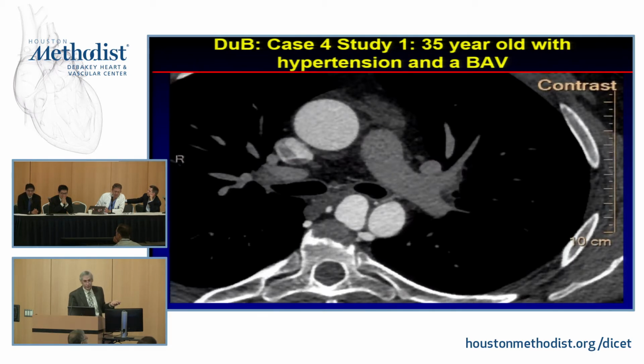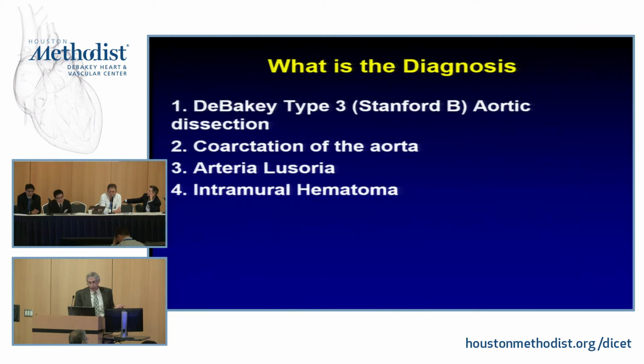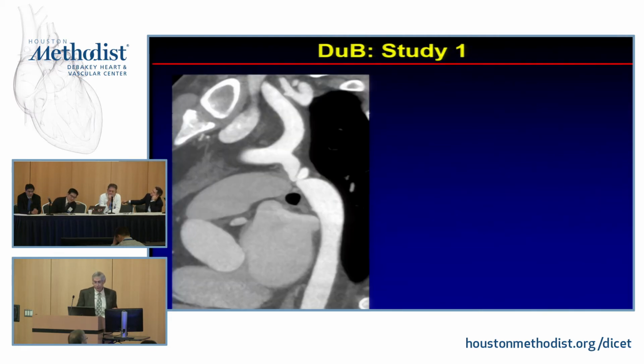But it's not, and it's not arteria lusoria, which is where the left subclavian comes off the descending aorta. And usually it tracks between the esophagus and the trachea, and usually you get cough and dysphagia from it. So it's not that. It's not an intramural hematoma, which I do have examples of, but we're not going to get to those. So it must be coarc by default.